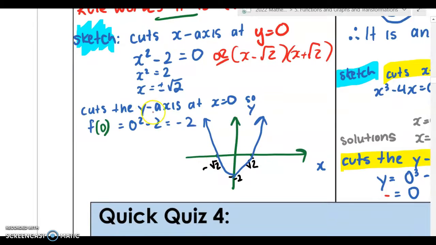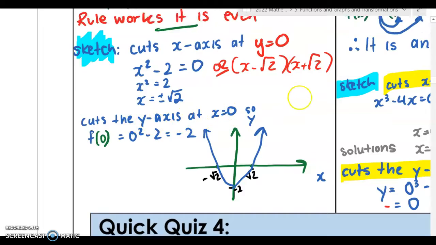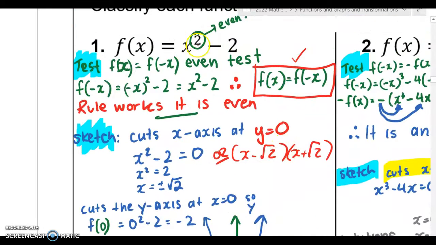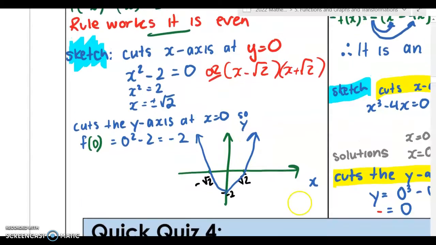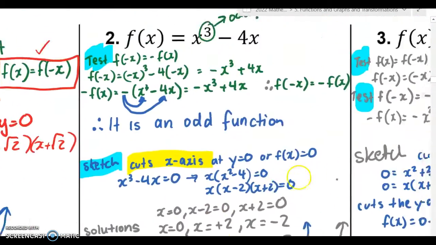Now we can have a look at where it cuts the y-axis. It cuts the y-axis at x equals 0. So we're just going to go back to our little function. We're going to pop a 0 where x equals 0, and we're going to see that the function is equal to minus 2. And so it cuts the y-axis down at minus 2, and I can quickly graph that. And that's what the sketch looks like. Let's go to the next one.